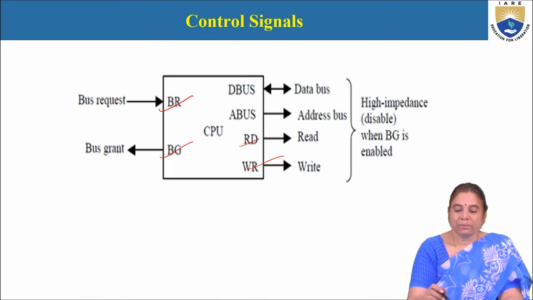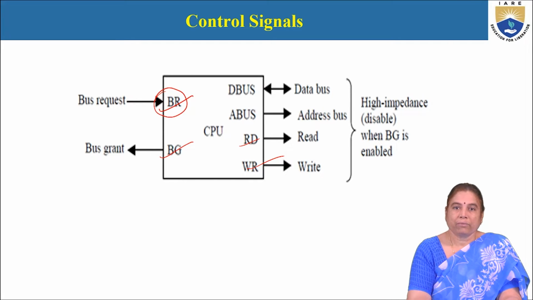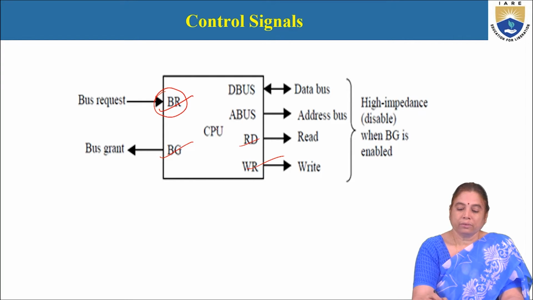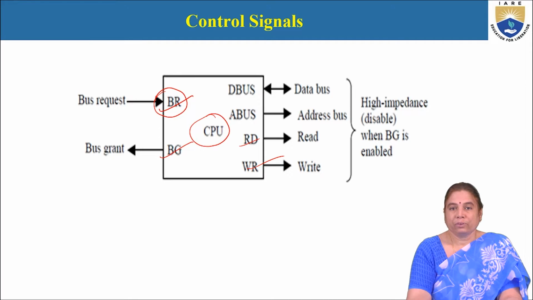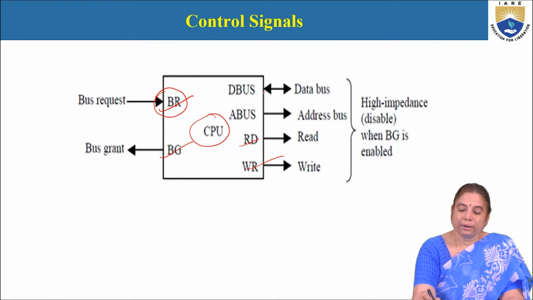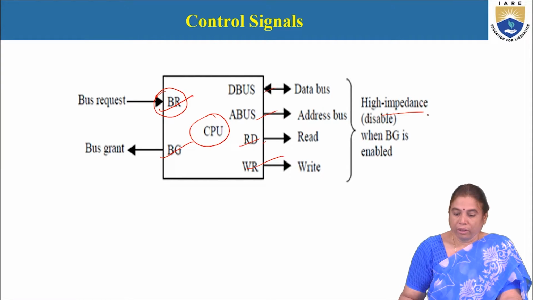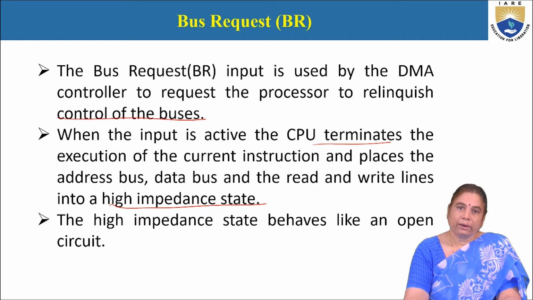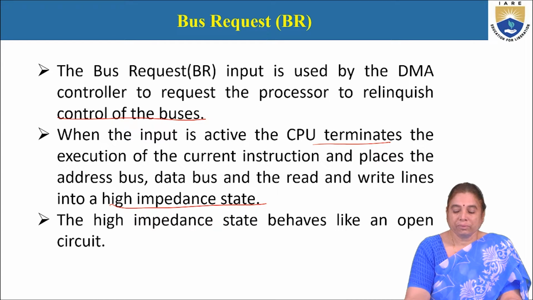As soon as the bus request signal is received from the DMA controller, the peripheral wants to communicate with the internal memory directly, so the CPU suspends the current execution task and keeps the address bus, data bus, read and write signals in a high impedance state, so that it relinquishes the memory and the DMA can take over the control of the buses. So the high impedance state behaves like an open circuit.